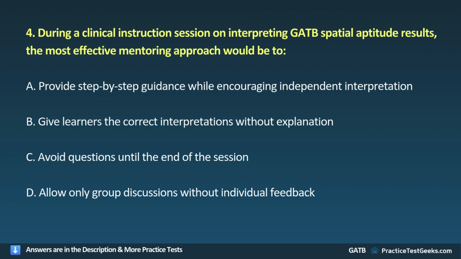4. During a clinical instruction session on interpreting GATB spatial aptitude results, the most effective mentoring approach would be to: A. Provide step-by-step guidance while encouraging independent interpretation. B. Give learners the correct interpretations without explanation. C. Avoid questions until the end of the session. D. Allow only group discussions without individual feedback.